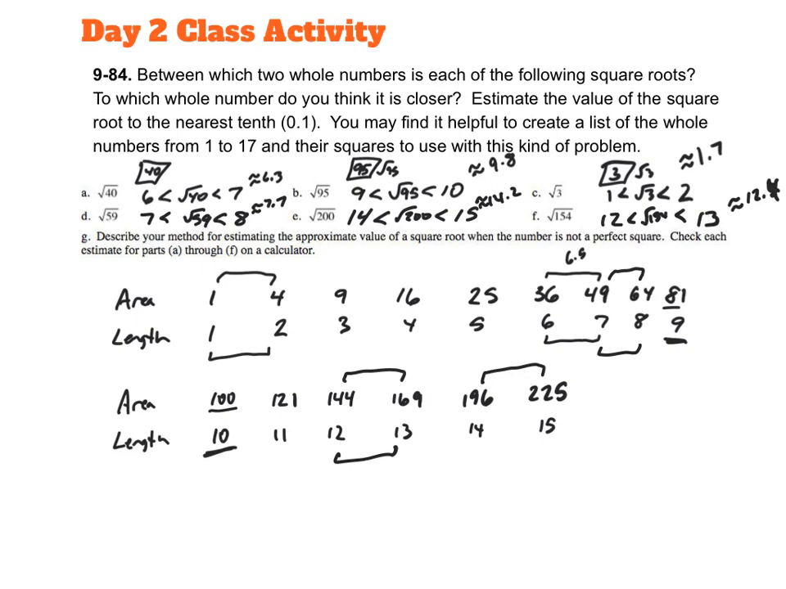Again, though, I'm not saying that that is what it's equal to. I'm saying square root of 154 is about 12.4. The exact value, the best way to leave it for right now is just to say square root of 154 is between 12 and 13. Closer to 12 than it is 13.